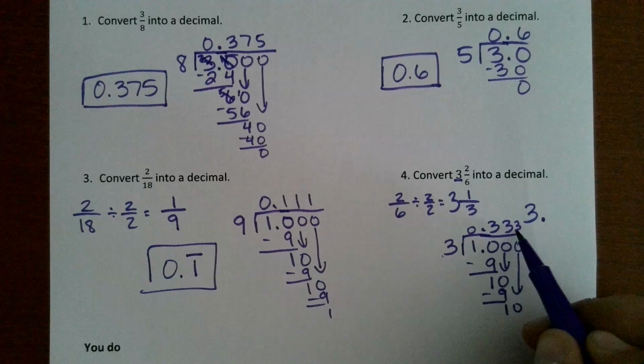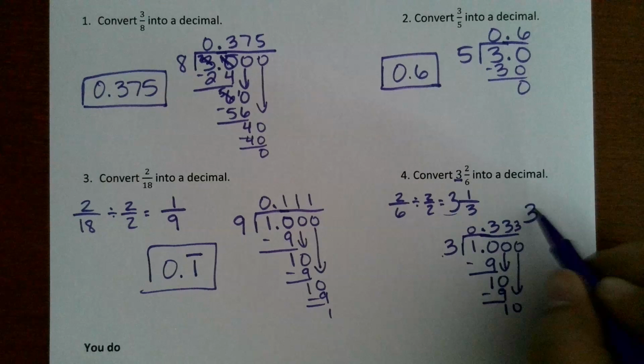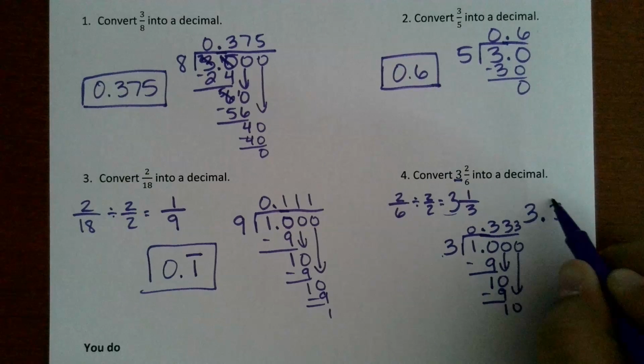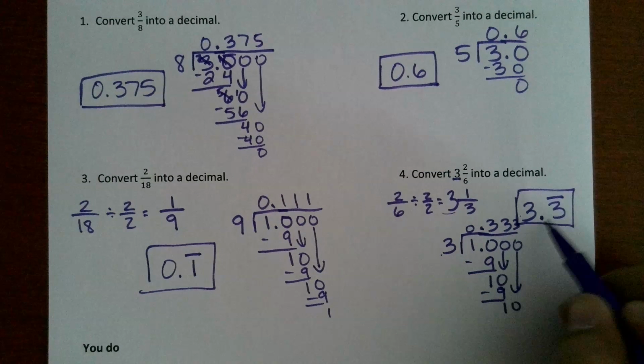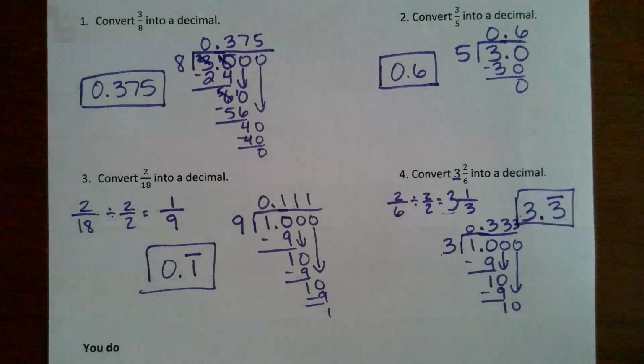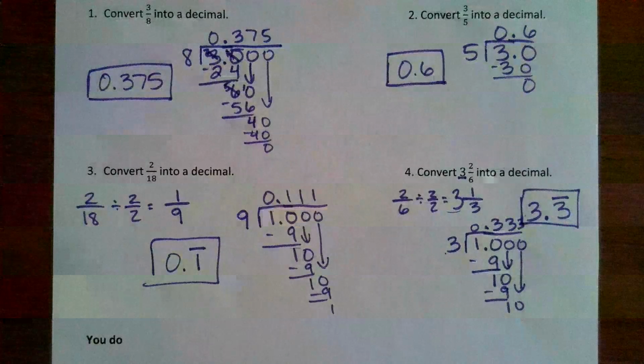My decimal is not 0.3 repeating, because I had a whole number of 3. It's 3.3 with the bar on top of this 3. 3.3 repeating is the equivalent decimal of 3 and 2/6.